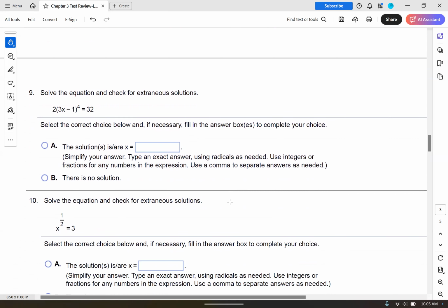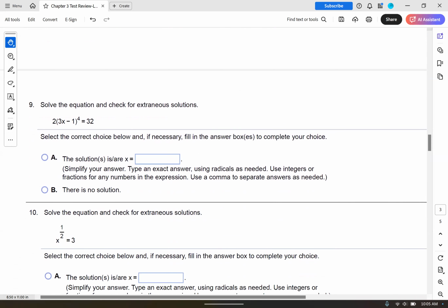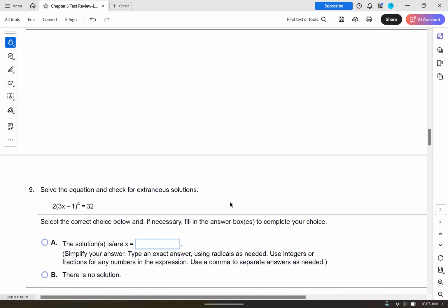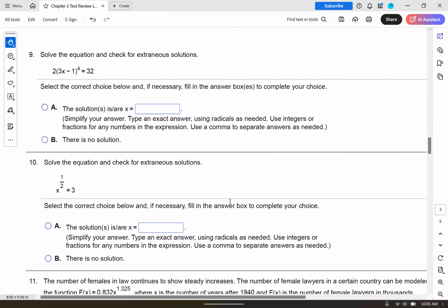Problem 9. Oh, and you can graph it too. FYI, concave up looks like this. That's up, and it does that. That is down. There you go. Now you know. Solve the equation and check for extraneous solutions.